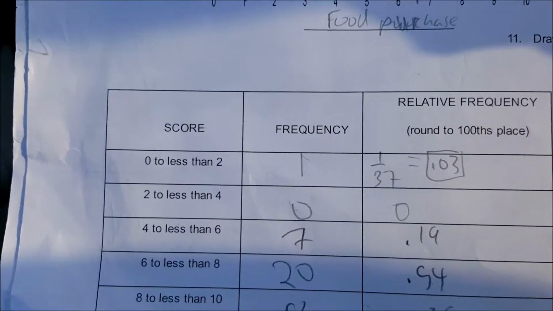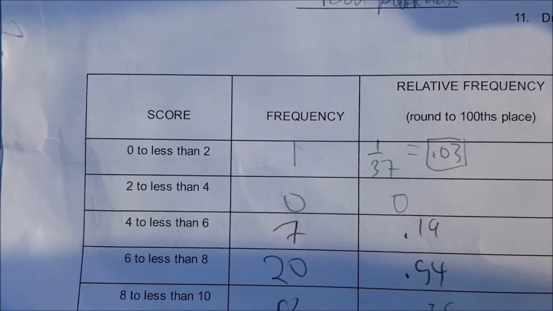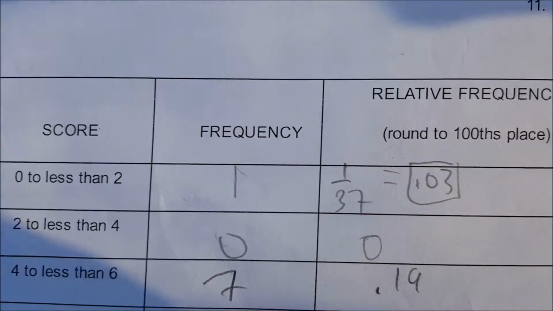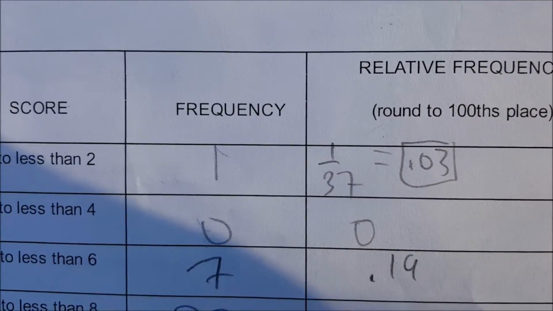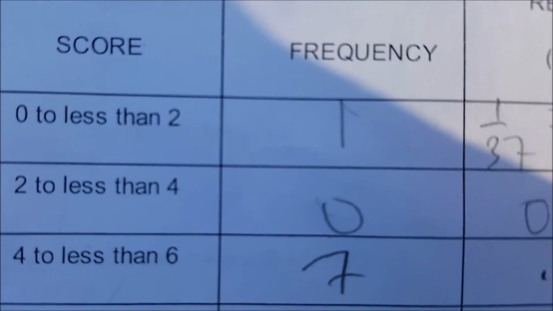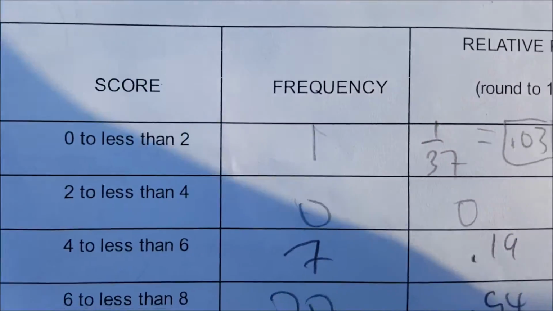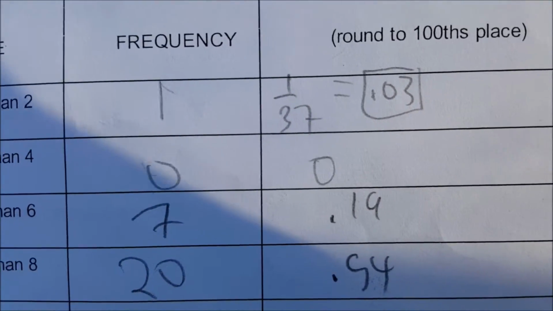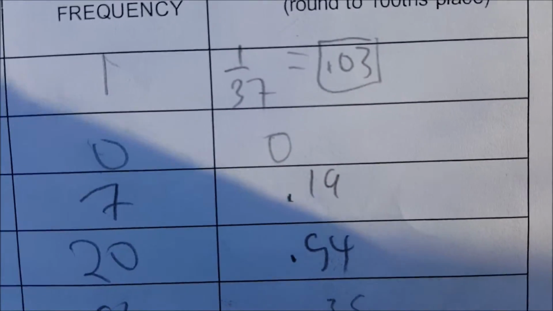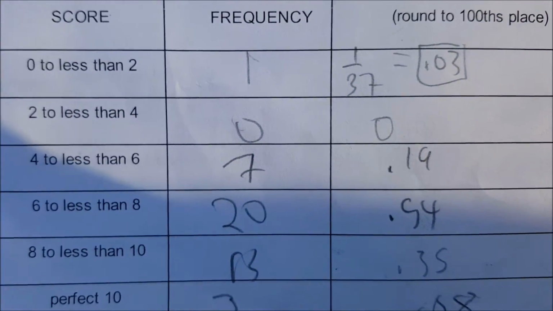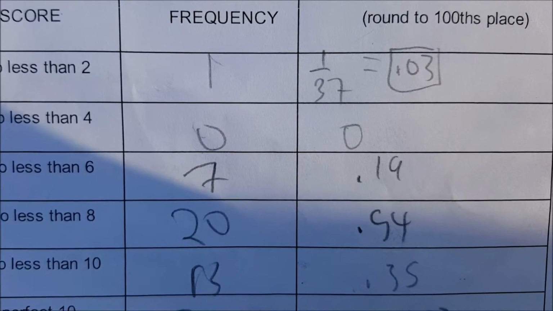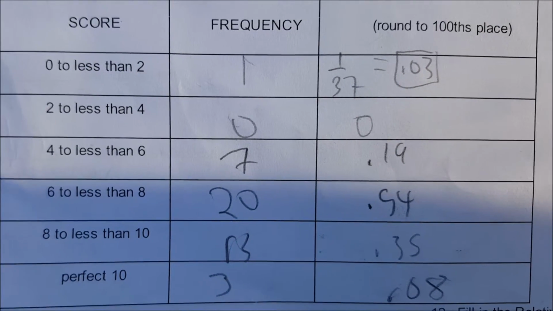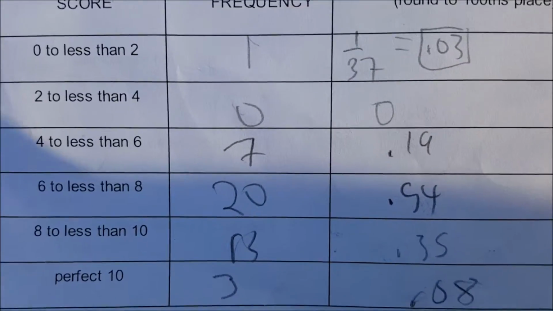Here, the relative frequency of purchase is shown. 1 in 37 customers has purchased it, so it's 0.03. No one has purchased 2 to 4 items. People have purchased 4 to 6 items 7 times, so it rounds to the 19th place. Dividing 7 by 37. So on and so forth for the rest of this is how you would determine the frequency.